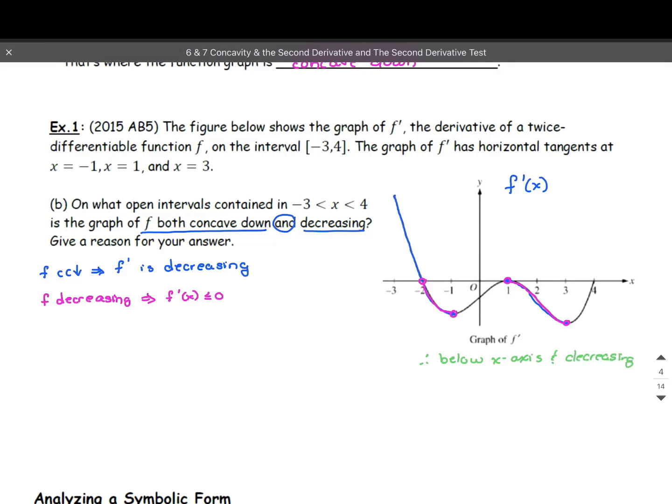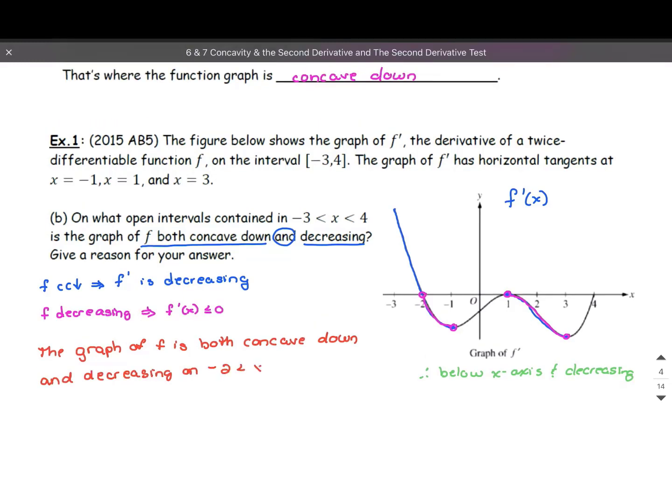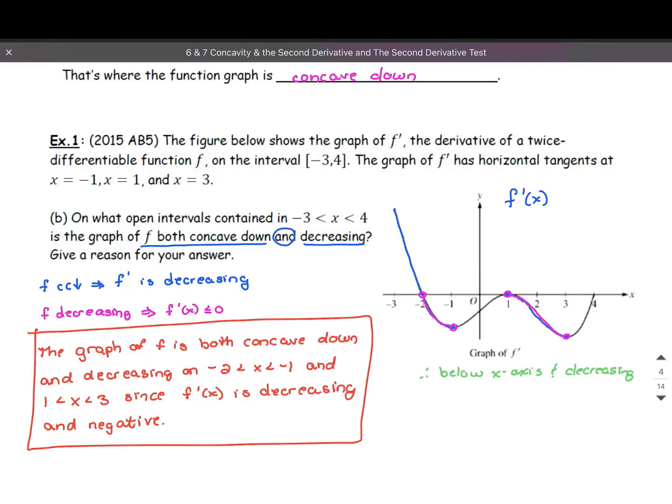Well, we already highlighted it. Now we just need to write it out. So the graph of f is both concave down and decreasing on -2 less than x less than -1 and 1 less than x less than 3, since f prime of x is decreasing and negative. There's your answer and your reasoning.